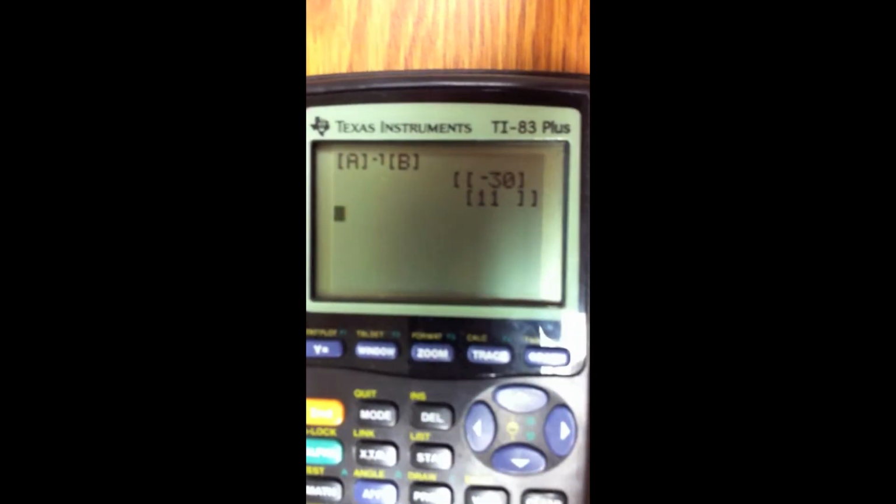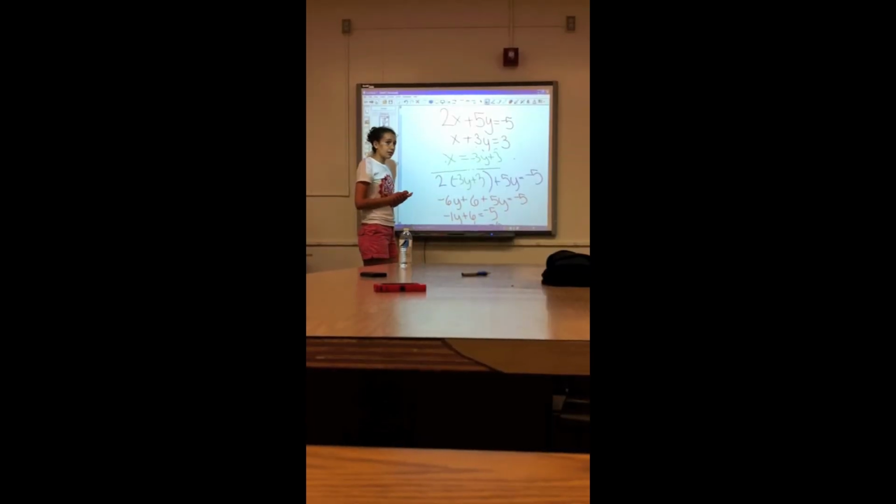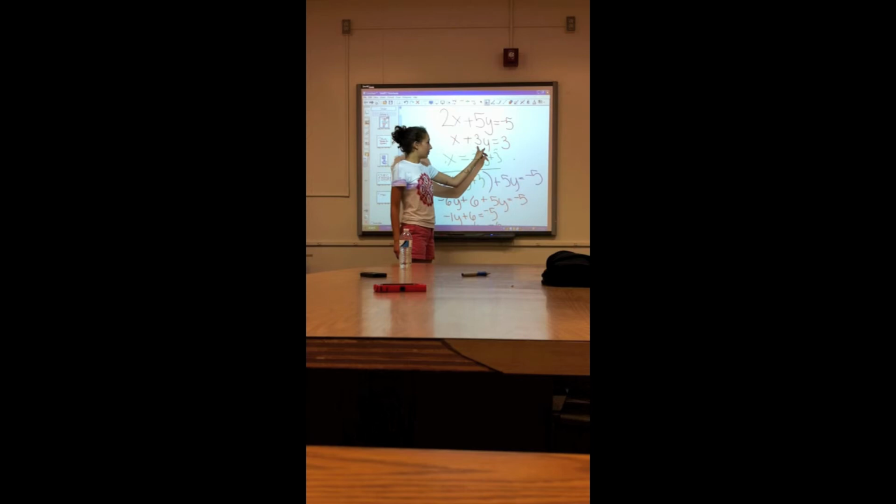Today I'll be solving systems of equations using substitution. Our first equation is 2x plus 5y equals -5. Our second equation is x plus 3y equals 3. What we're going to be doing to this system of equations is subtracting 3y from both sides, so it's x equals -3y plus 3.